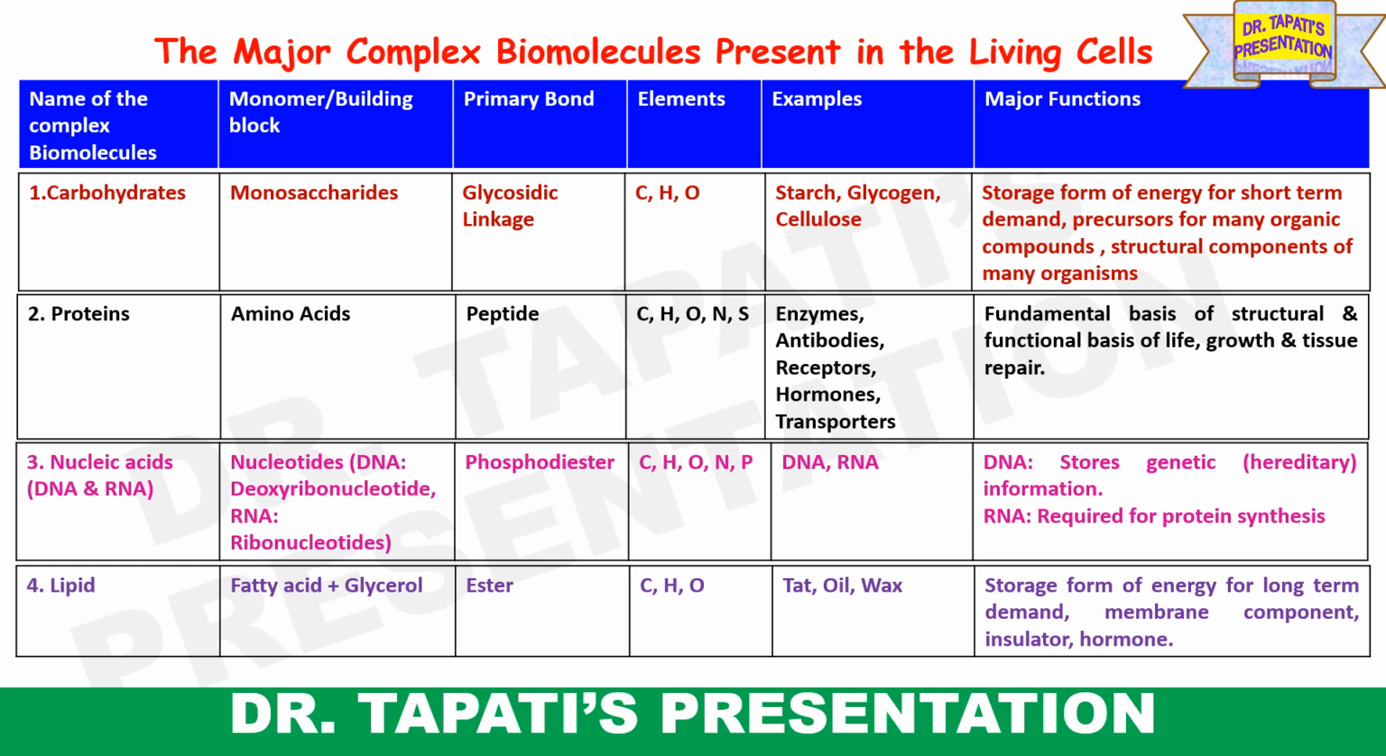In my last two videos already I have mentioned that the major complex biomolecules present in the living cells are carbohydrates, proteins, nucleic acids and lipids. In my last video I discussed about carbohydrates in detail. Today in this video I'm going to talk about proteins along with amino acids.